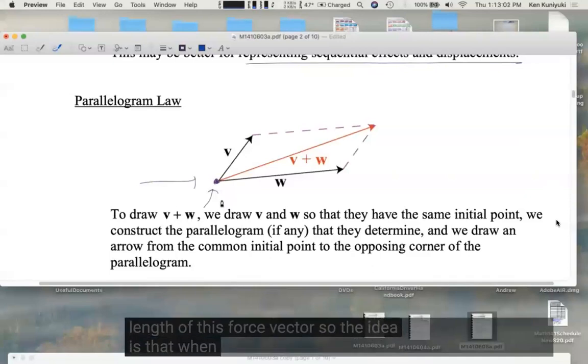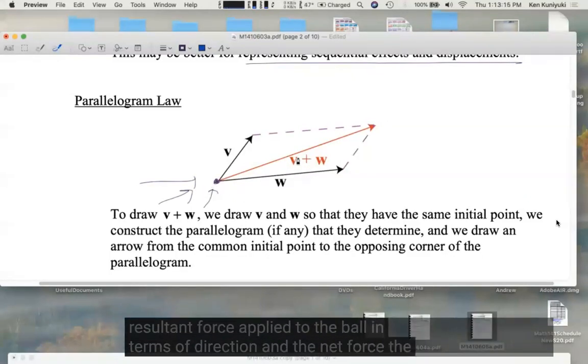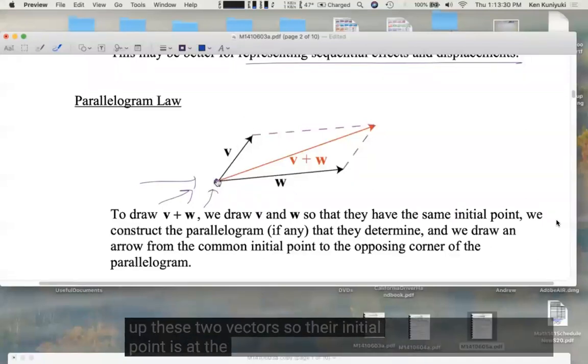So the idea is that when you combine the effects of these two forces, you may as well have hit the ball with this net force, this resultant force vector. This is the resultant force applied to the ball in terms of direction and the magnitude of the net force. It's called the parallelogram law because you can draw this resultant vector setting up these two vectors so their initial point is at the same point, right? The point where you hit the ball.